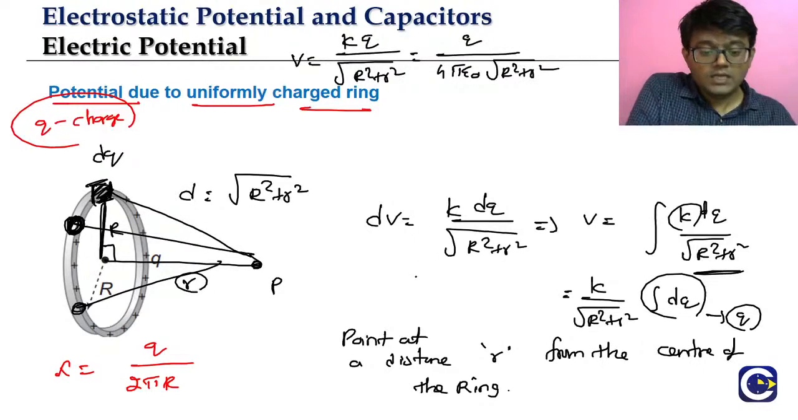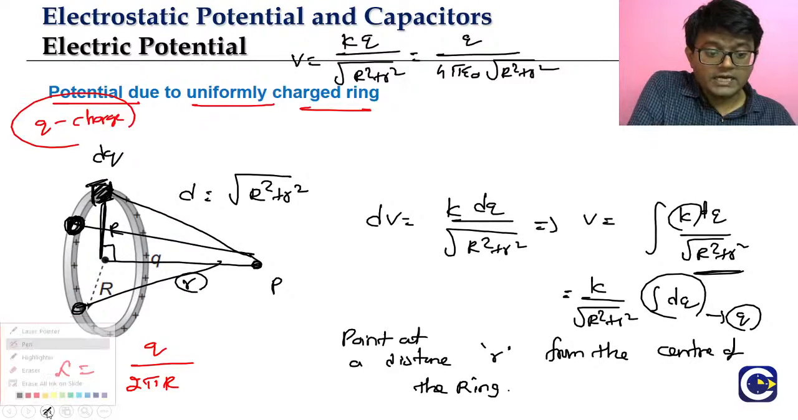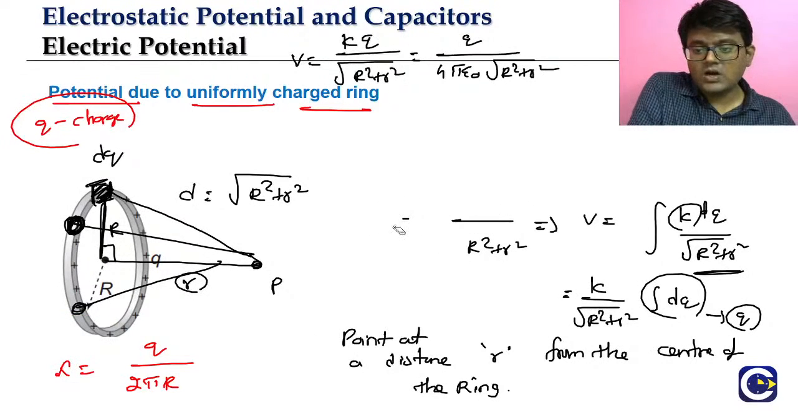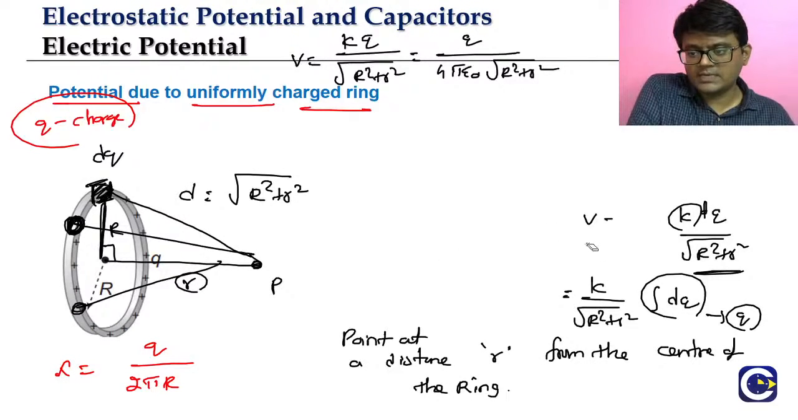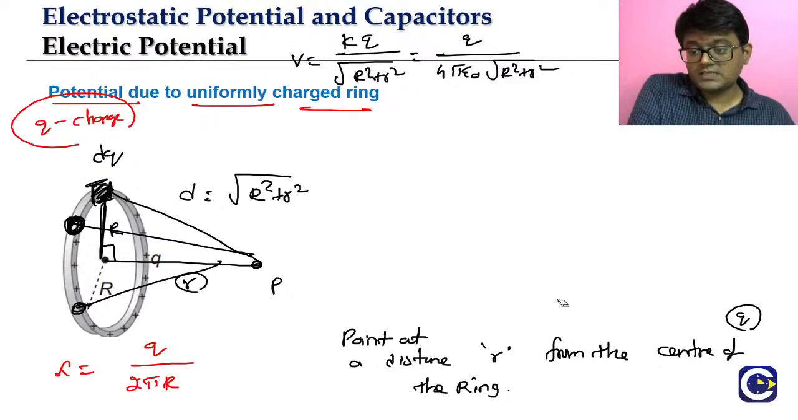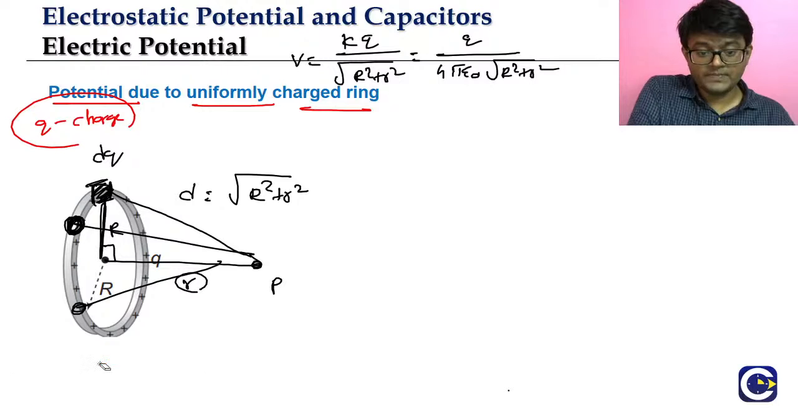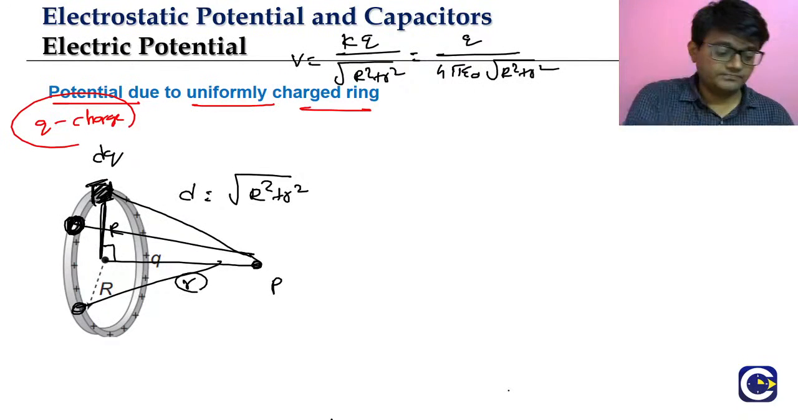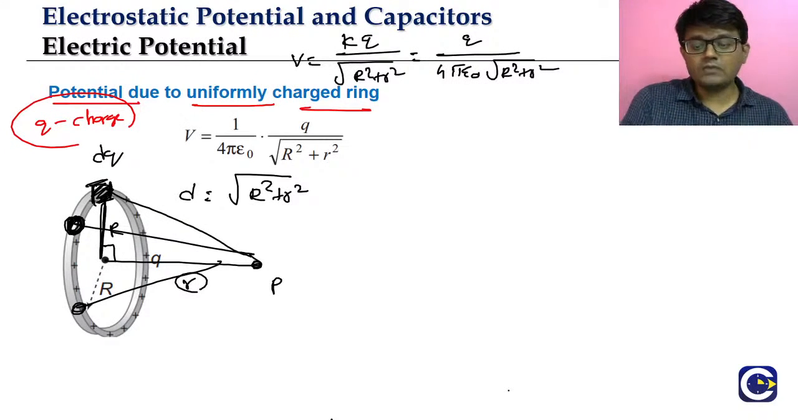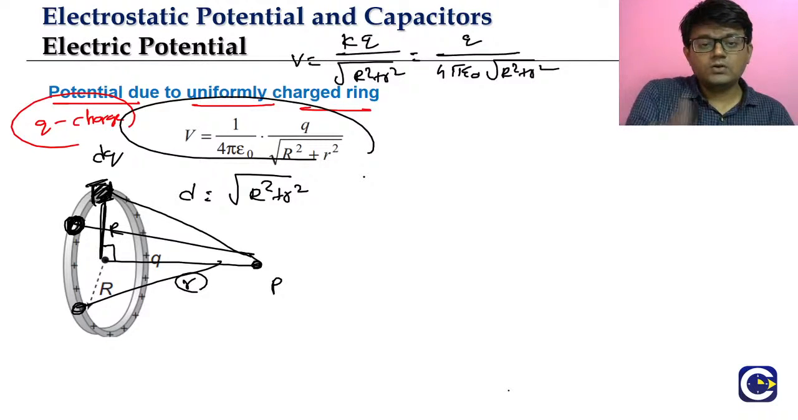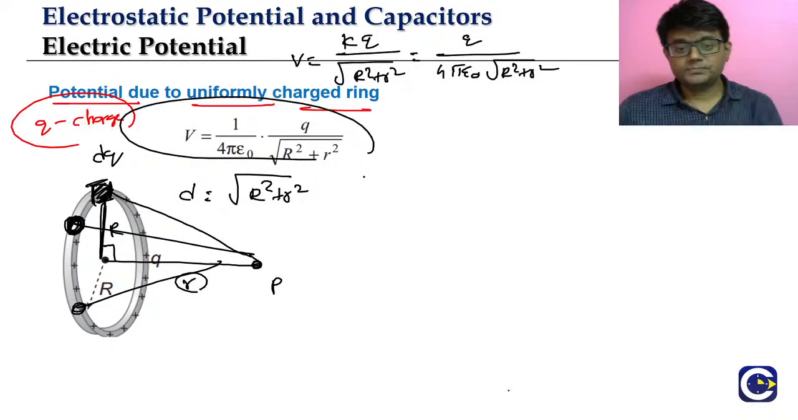So what is the electric potential at a point on the axis of the ring? This is a standard formula, and we must remember it, because sometimes we can expect questions based directly on this formula. What is the electric potential formula? It is kQ by root of capital R square plus small r square. Or we can write it as 1 by 4 pi epsilon naught Q by root of capital R square plus small r square.